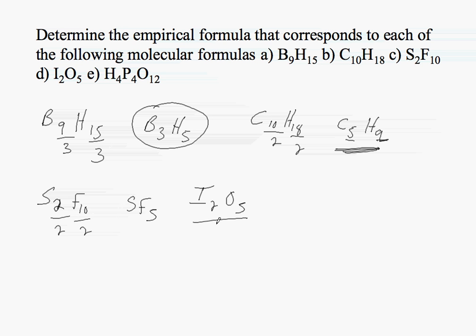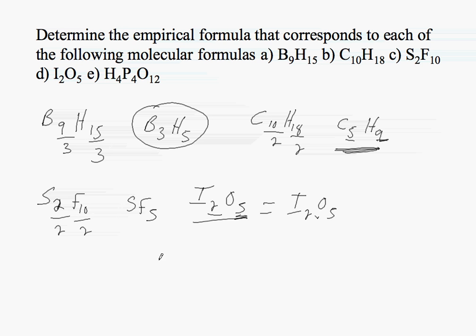Is there a number that's divisible evenly into 2 and 5? The answer is no. So the empirical formula for this is I2O5, but the empirical formula is also the molecular formula.